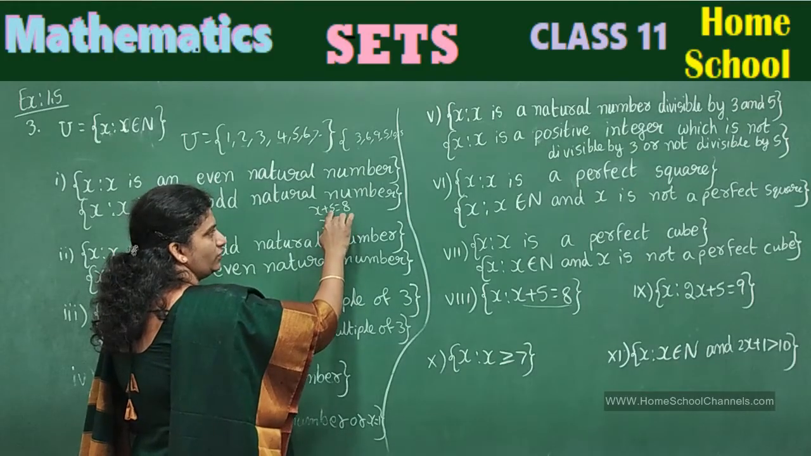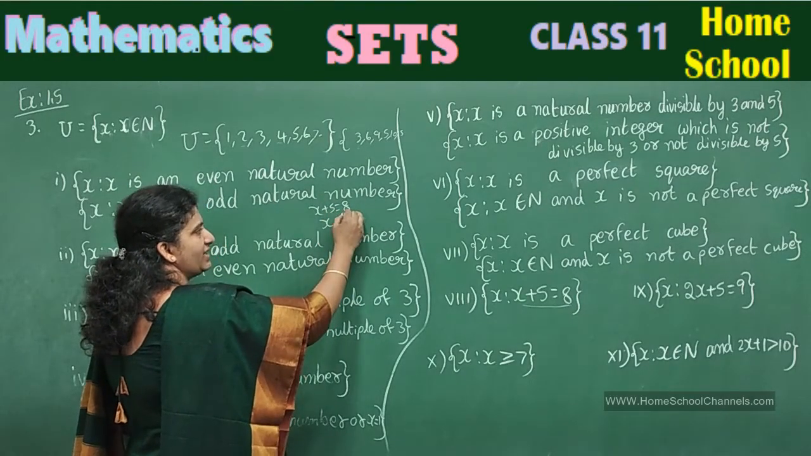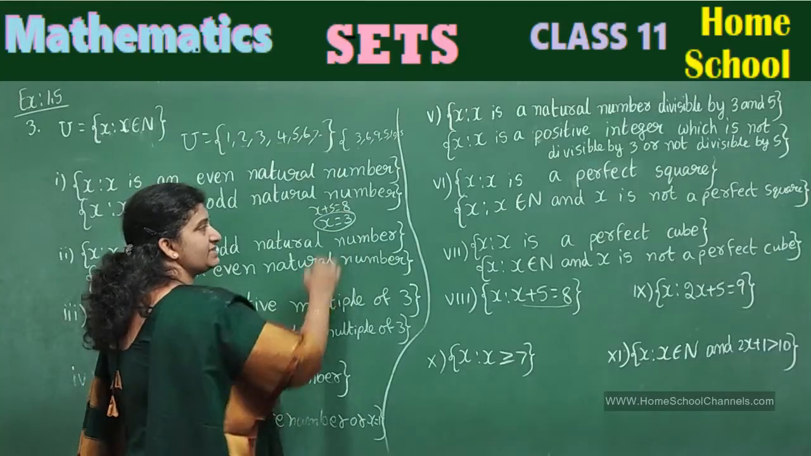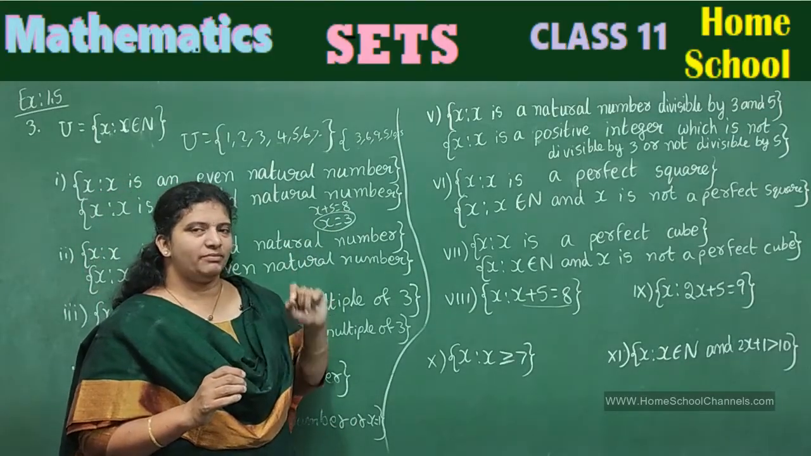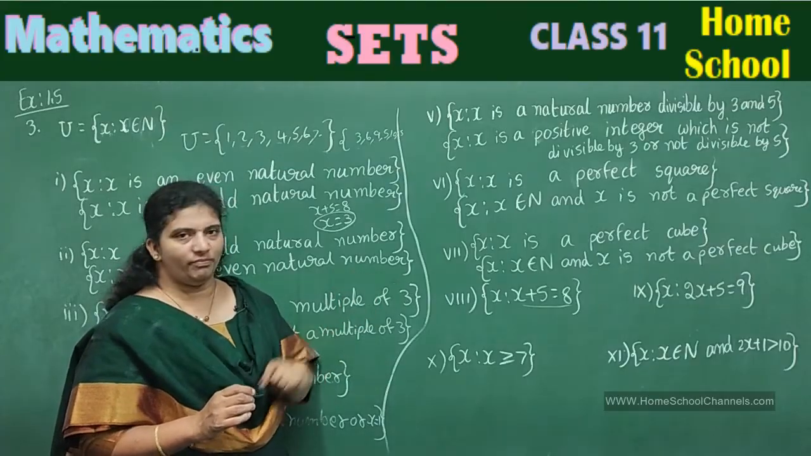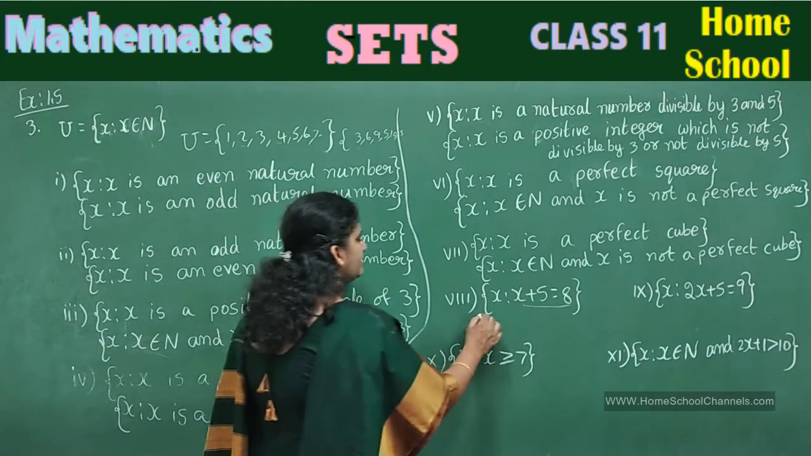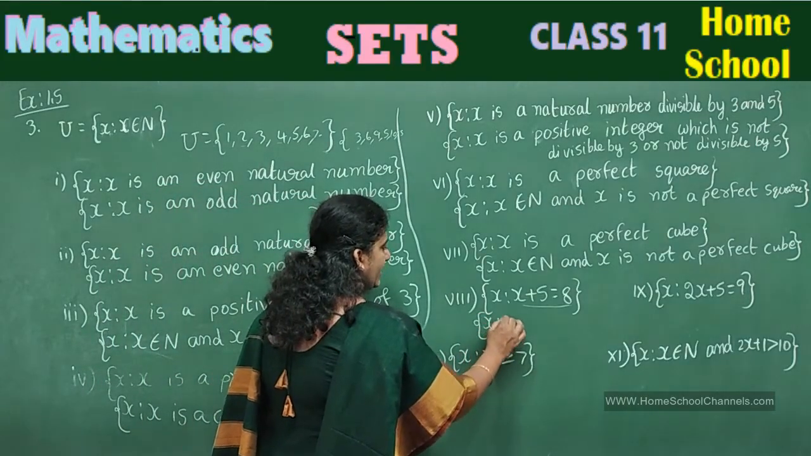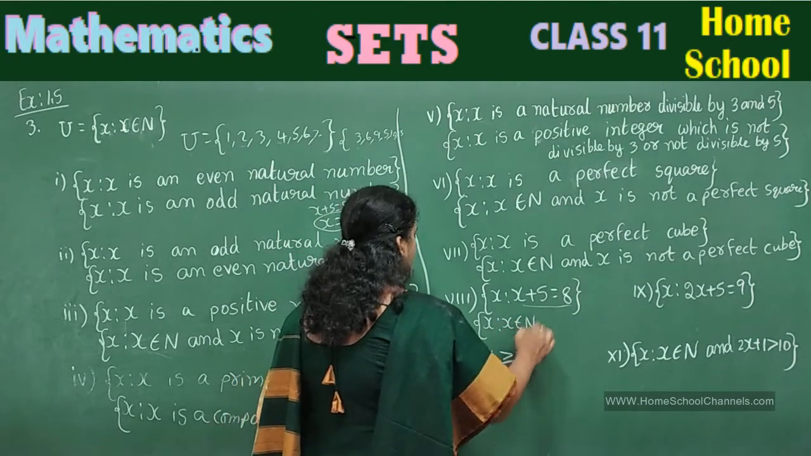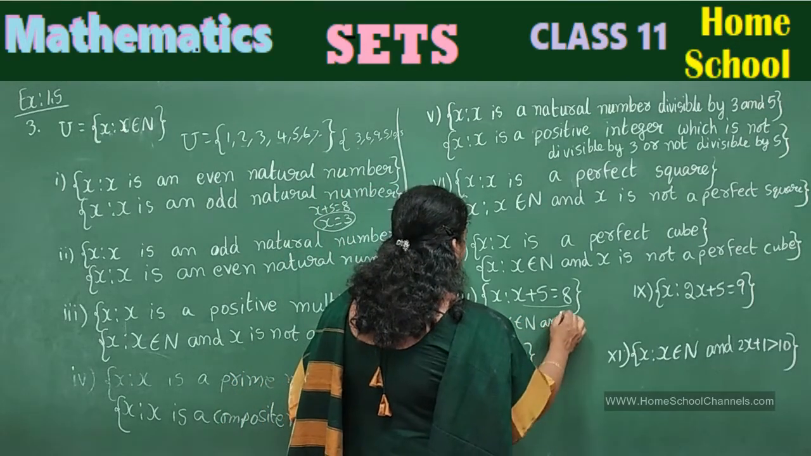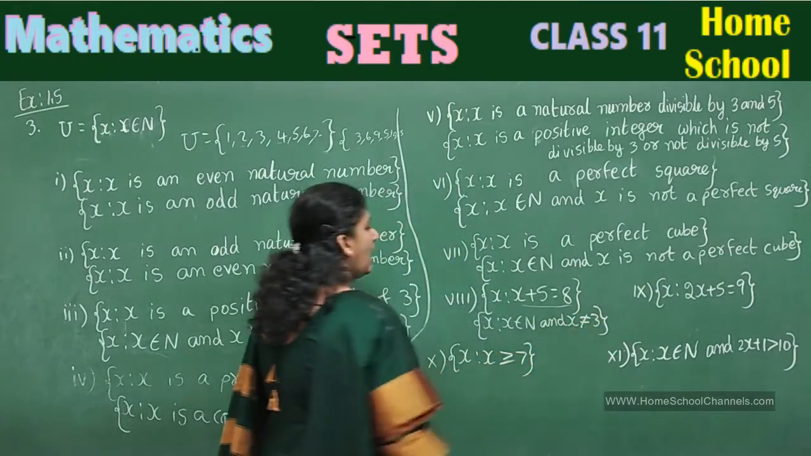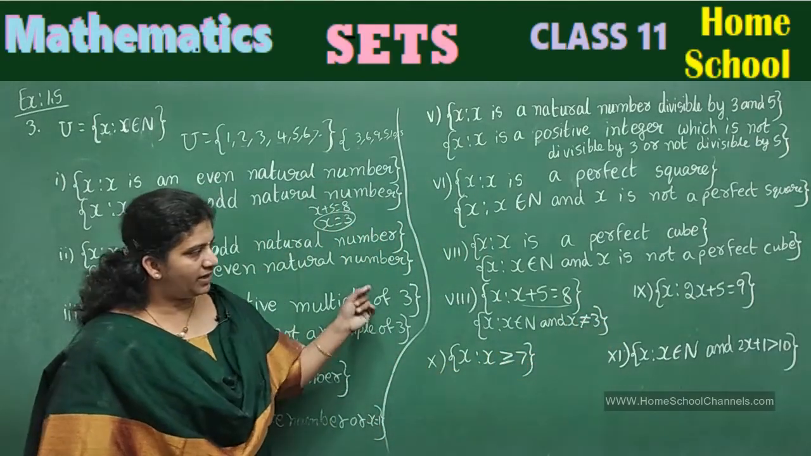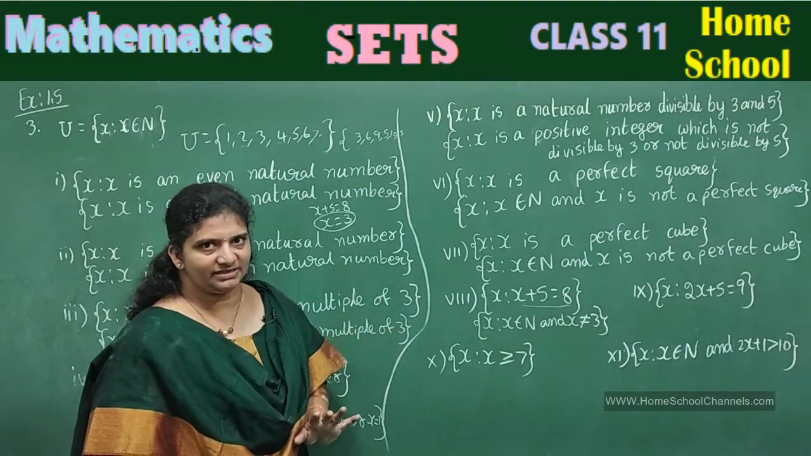x is equal to, transpose 5 to the other side, 8 minus 5 will be 3. x is equal to 3. So other than 3, all the remaining numbers come under the complement set. That means the set of all x such that x belongs to natural numbers and x is not equal to 3. Other than the number 3, all the remaining numbers will come under the complement set.